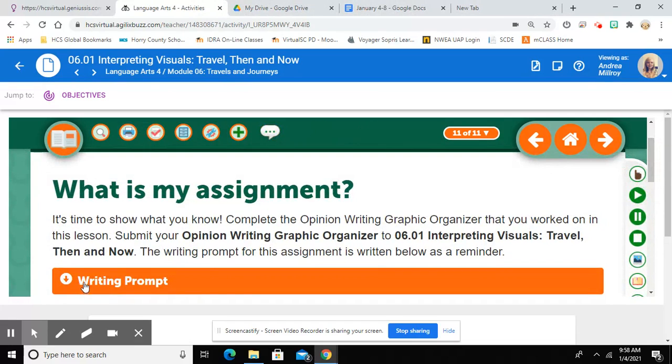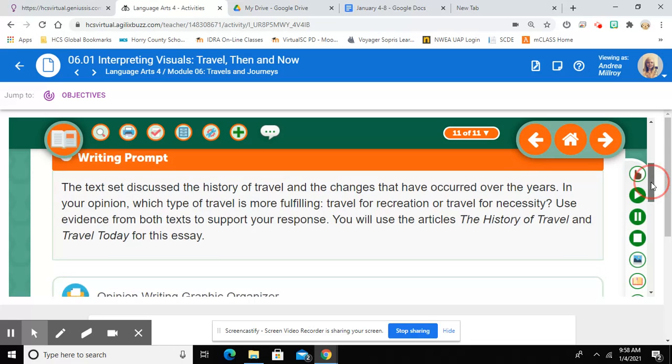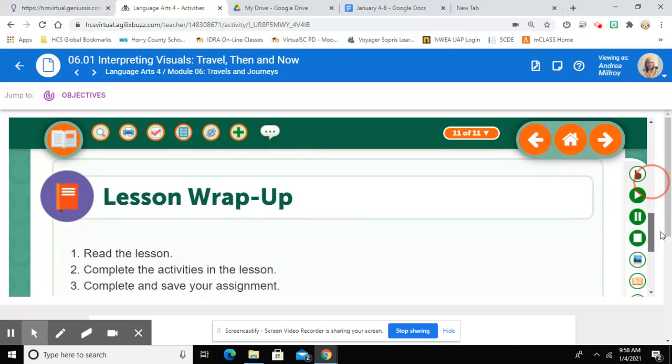Now, here's your writing prompt. This is important. The text set discussed the history of travel and the changes that have occurred over the years. In your opinion, which type of travel is more fulfilling? Travel for recreation or travel for necessity? Use evidence from both texts to support your response. You will use the articles, The History of Travel and Travel Today, for this essay, and I read those to you. I hope this helps with your reading of the 2 stories.